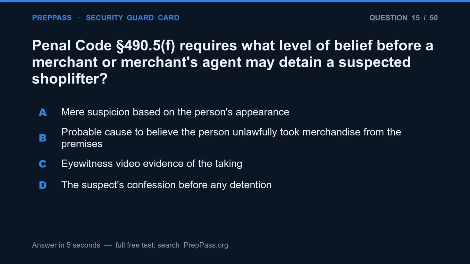Question 15. Penal Code Section 490.5(f) requires what level of belief before a merchant or merchant's agent may detain a suspected shoplifter? A. Mere suspicion based on the person's appearance. B. Probable cause to believe the person unlawfully took merchandise from the premises. C. Eyewitness video evidence of the taking. D. The suspect's confession before any detention.